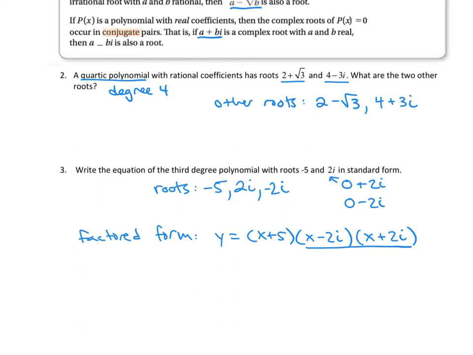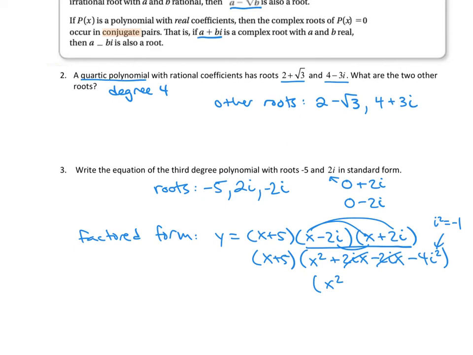So I'm going to FOIL, and I get x squared plus 2ix, and then minus 2ix, and minus 4i squared. I'm going to leave that x plus 5 in the front. The plus 2ix and minus 2ix cancel, and recall that i squared is equal to -1. So I end up with x squared plus 4, and that needs to be multiplied by x plus 5, and now I distribute again.